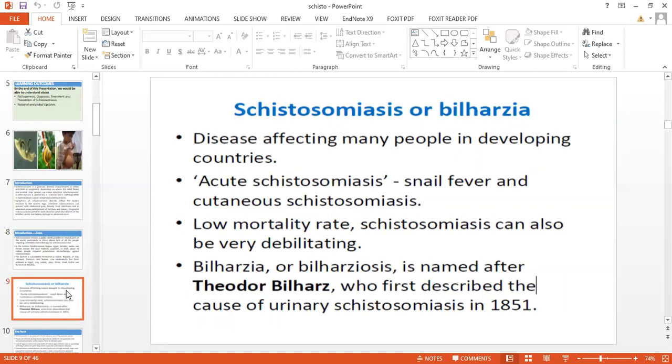Schistosomiasis affects many people in developing countries. Its other names are snail fever and cutaneous schistosomiasis. Although the mortality is very low, it can be a very debilitating disease. The other name for schistosomiasis is bilharzia, or bilharziosis. It has been named after a scientist who described it in 1851. His name was Theodor Bilharz.